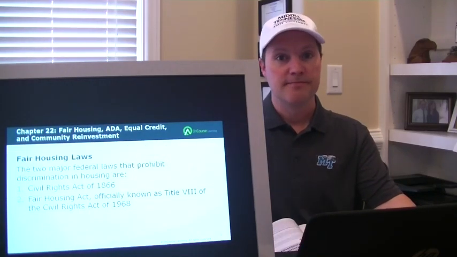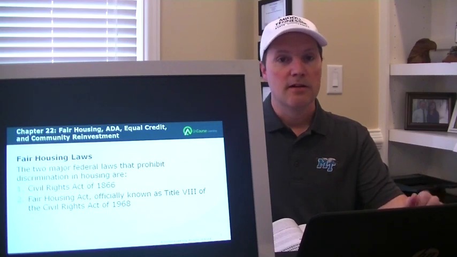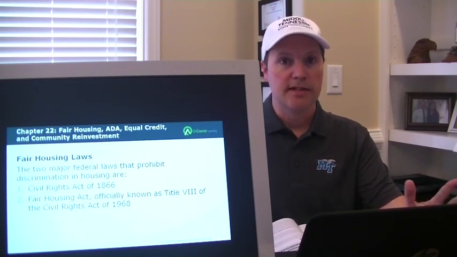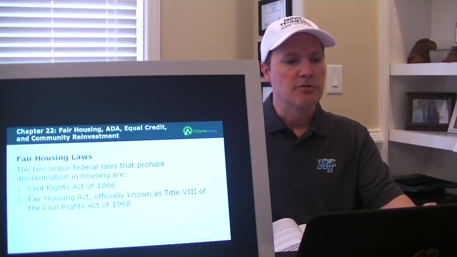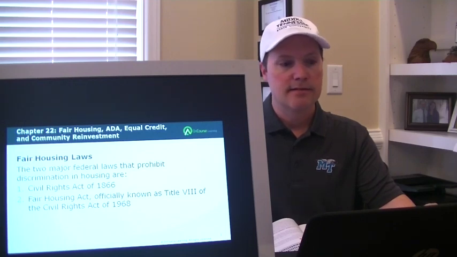Fair housing laws. These laws are set in stone and you have to abide by them, or you could get fined. The two major federal laws that prohibit discrimination in housing are the Civil Rights Act of 1866 and the Fair Housing Act, officially known as Title VIII of the Civil Rights Act of 1968.